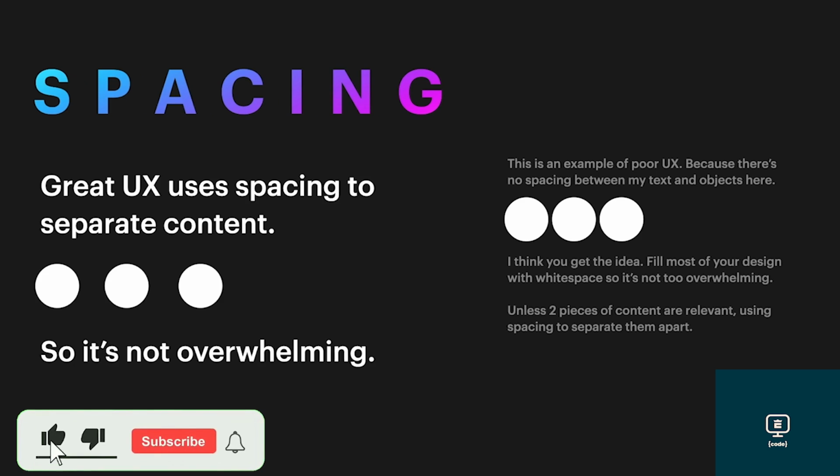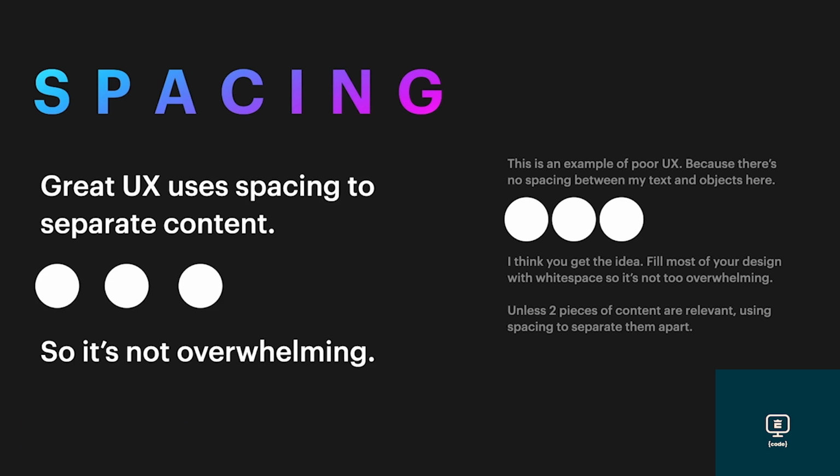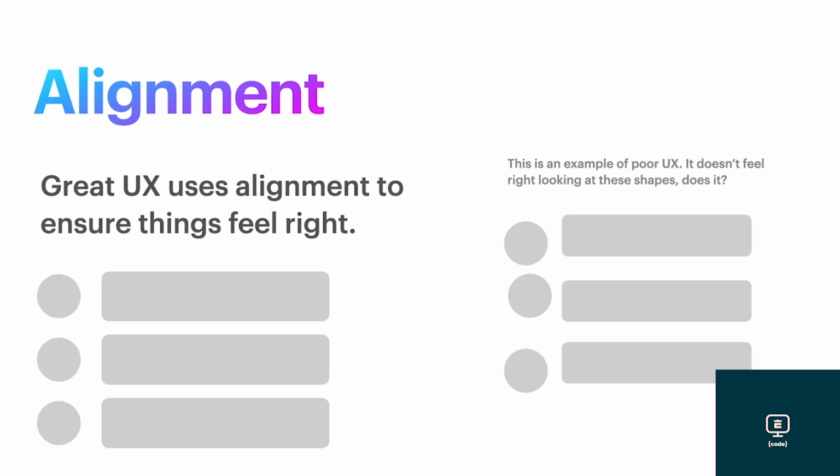Spacing is really important. You don't want to overwhelm the user with too much information in one spot. So great UX uses spacing to separate content. And then on the right here, you can see it's kind of overwhelming. There's too much information all squeezed into one area. So that's because there's no spacing between the text or objects there. And in general, just fill most of your design with white space so it's not overwhelming, unless 2 pieces of content are relevant. So this means that unless you have stuff that are related to each other, try to space them apart as much as you can just to help improve the UX.